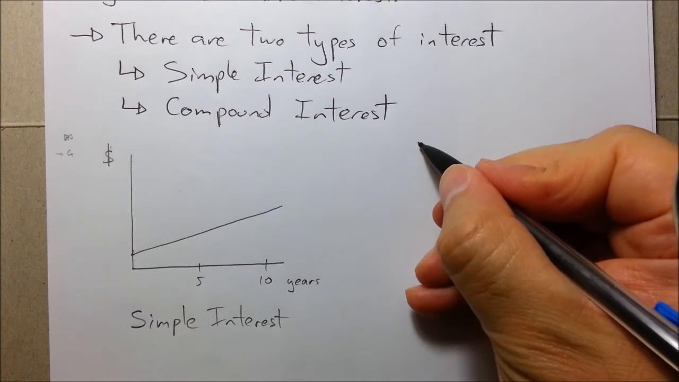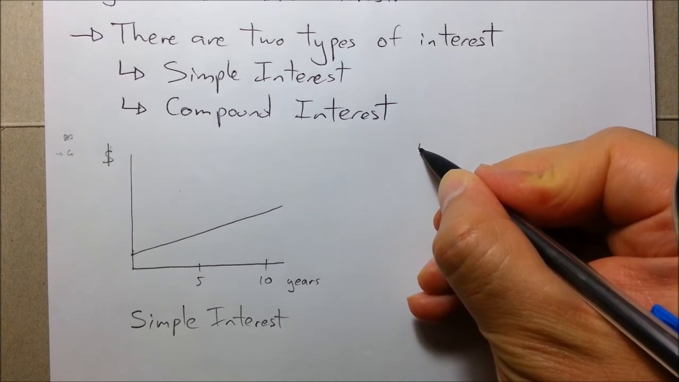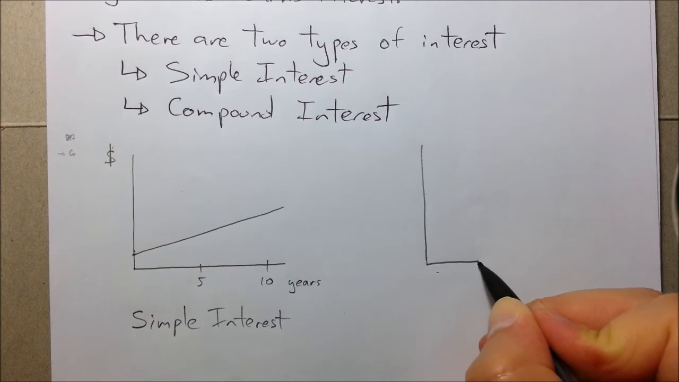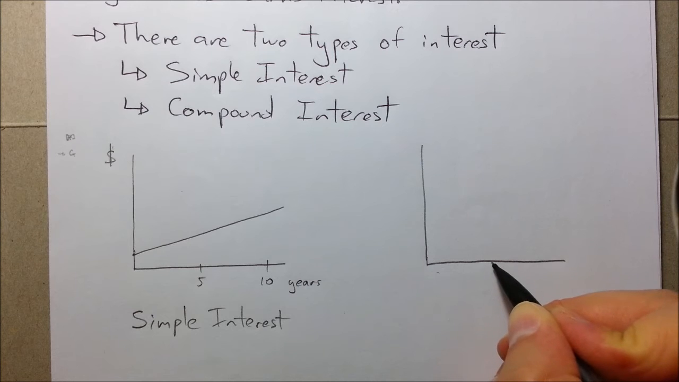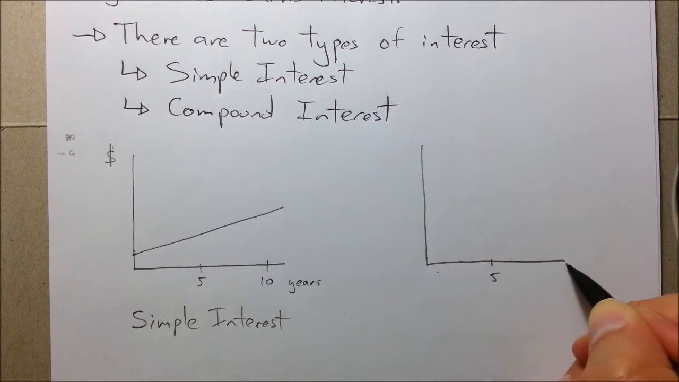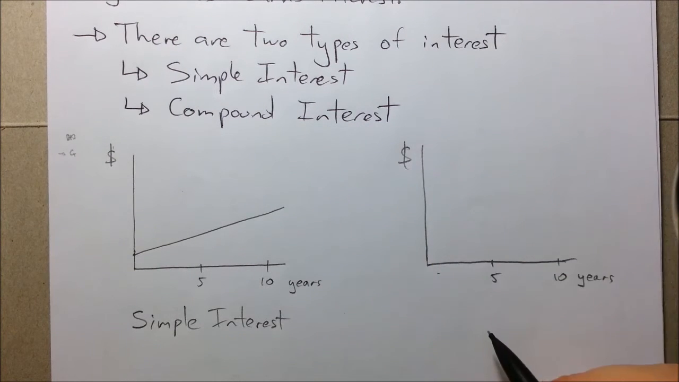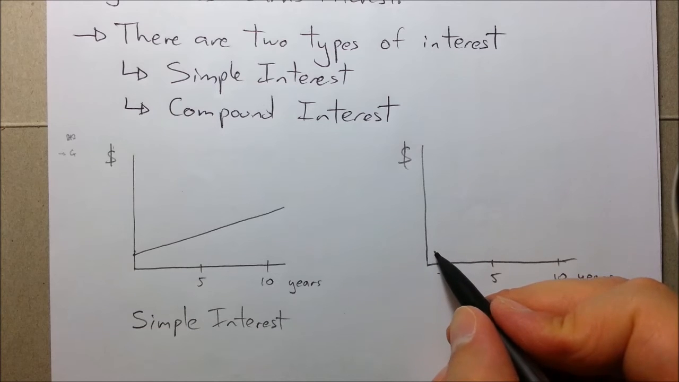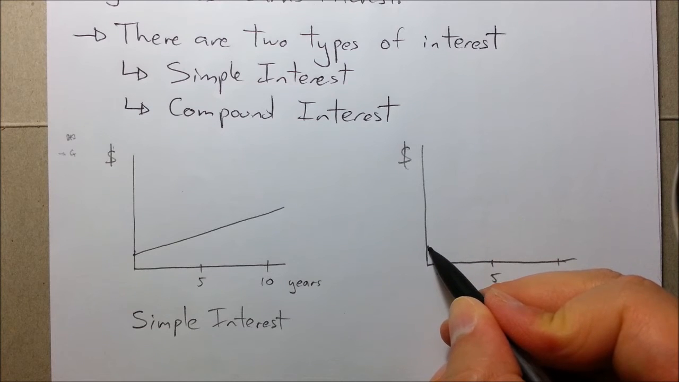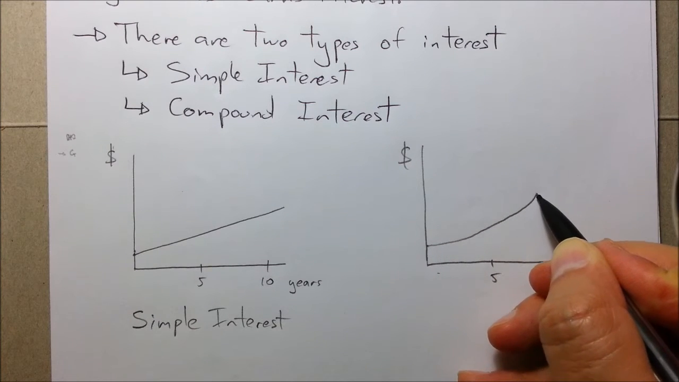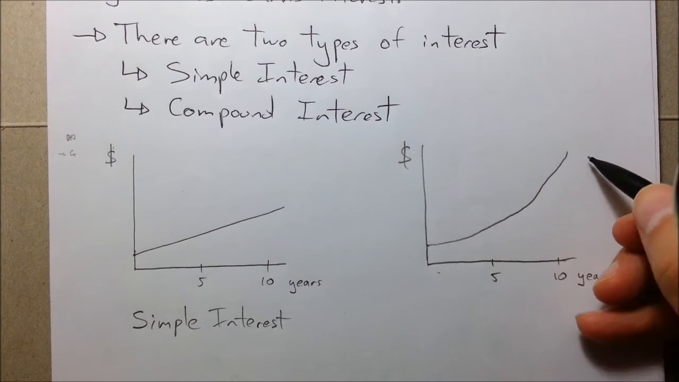But when we have compound interest, and you'll see why we say that it is far more common, it's because of the following. Same thing, 5 and another 10 years here, and let's put the dollar sign here. Now, what happens with compound interest? Well, over time you may start investing here, but over time it begins to increase rapidly.